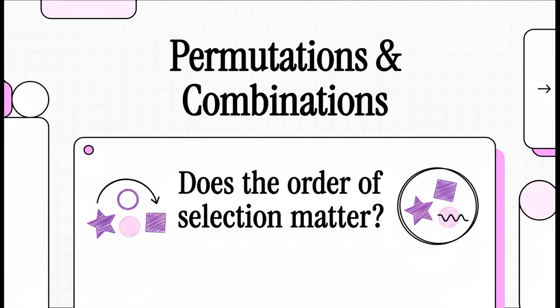Hey everyone, and welcome. Today, we're going to crack open a really cool mathematical secret: how to count all of your possible choices without actually having to count them one by one. Seriously. This is the key to understanding everything from picking out an outfit to figuring out the odds of hitting the lottery. So, let's get right into it.